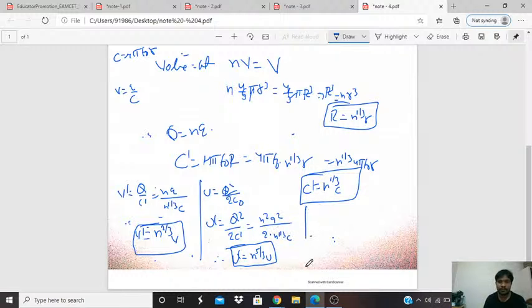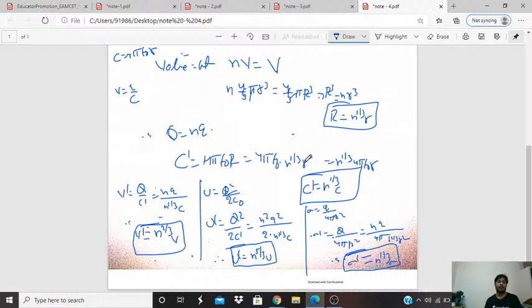And the surface charge density. Initially sigma is q by 4 pi small r square. Sigma dash is capital Q by 4 pi capital R square, that is n into q by 4 pi into n power 2 by 3 into r square, so n power 1 by 3. q by 4 pi r square is sigma. So sigma dash equals n power 1 by 3 sigma. Like this we can find this very important application.